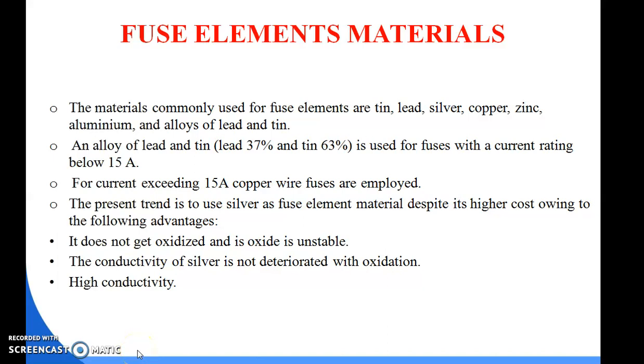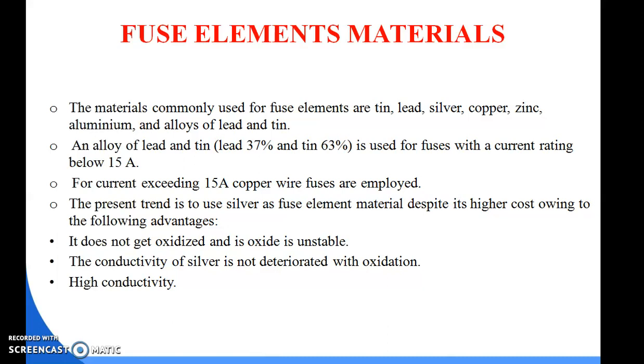So we discuss the fuse element material. The materials commonly used for fuse elements are tin, lead, silver, copper, zinc, aluminium, and an alloy of lead and tin. So what is this fuse element material actually?